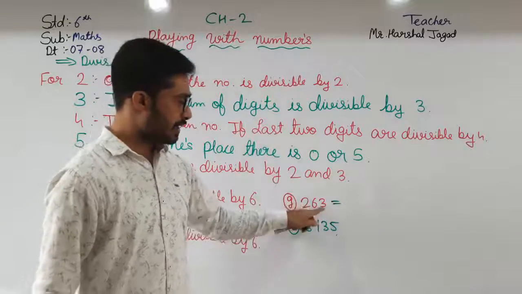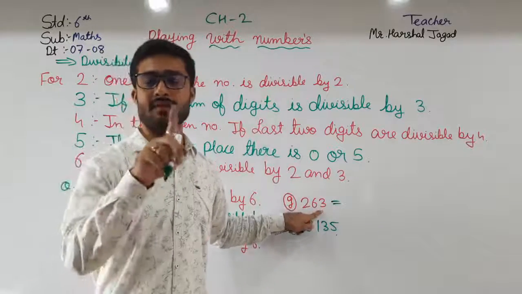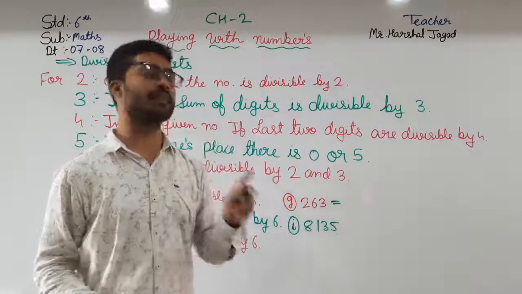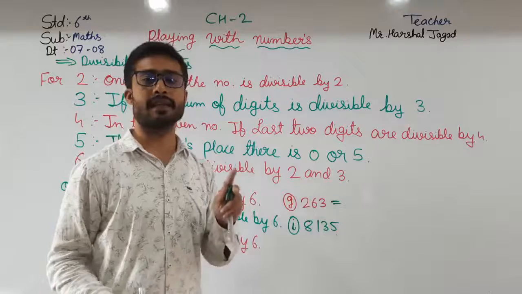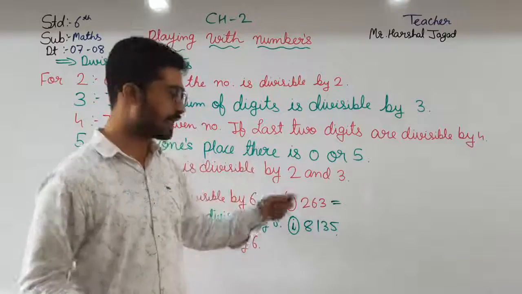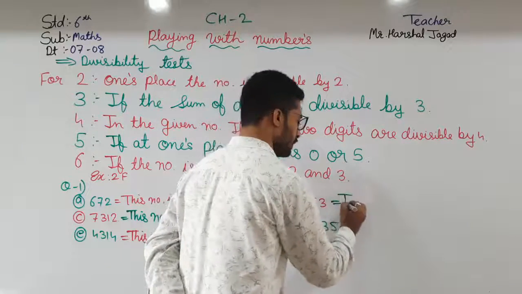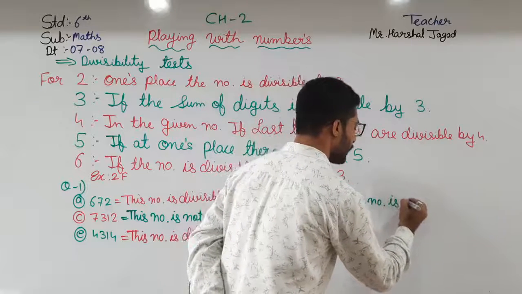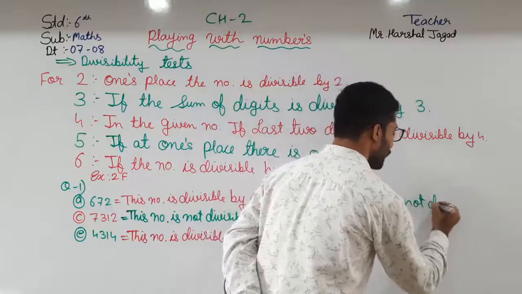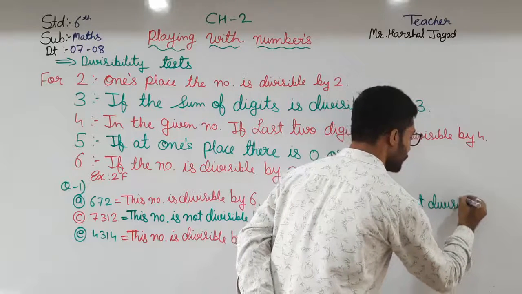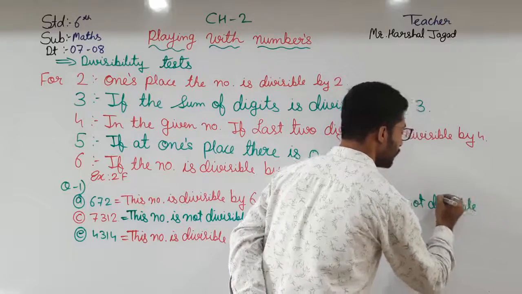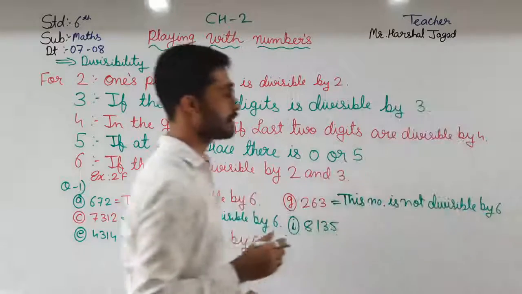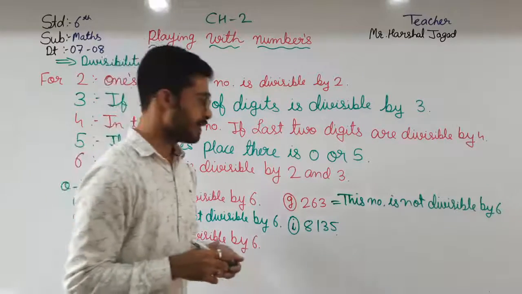Okay, now moving towards next for G, that is here 3, that is not divisible by 2. So here the first condition itself is not satisfied, that is it is not divisible by 2, so this number is not divisible by 6. Okay, this number is not divisible by 6.